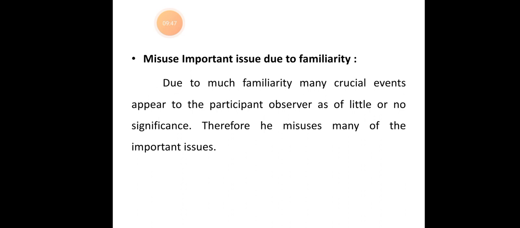Next one is misjudging important issues due to familiarity. Due to much familiarity, many crucial events appear to the participant observer to be of little or no significance. Therefore, he overlooks many of the important issues, but a stranger pays much attention even to small things, as everything appears new to him.